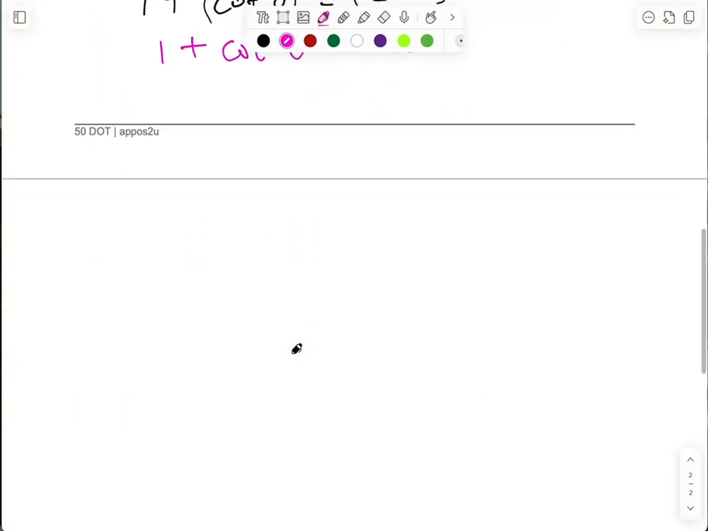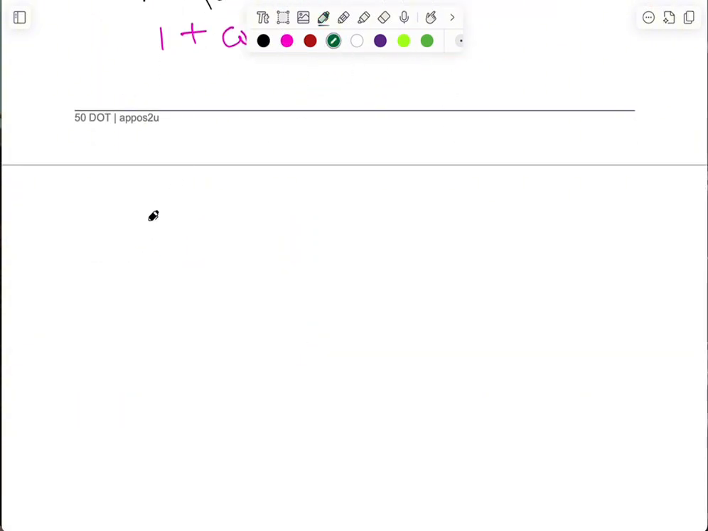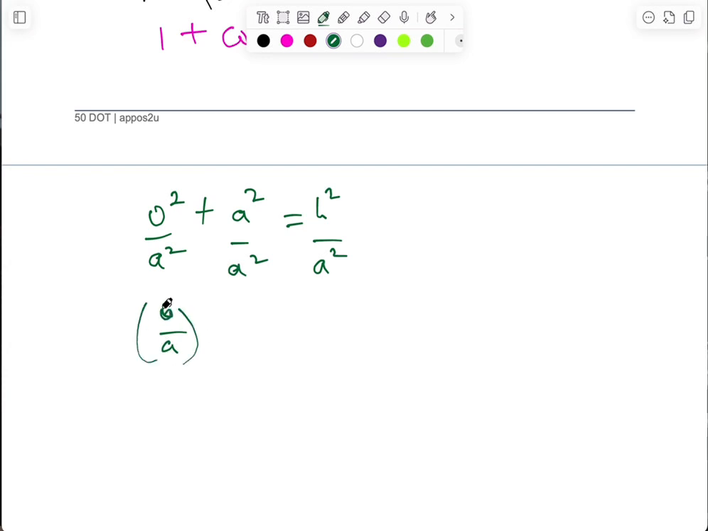And for the last one, we still have opposite squared plus adjacent squared equals hypotenuse squared. So this time around, I've divided through by hypotenuse, I've divided through by opposite. So let me divide through by adjacent now. So divide through by adjacent squared. So this is going to be opposite divided by adjacent squared, plus this is going to be 1, and this is going to be hypotenuse divided by adjacent squared.